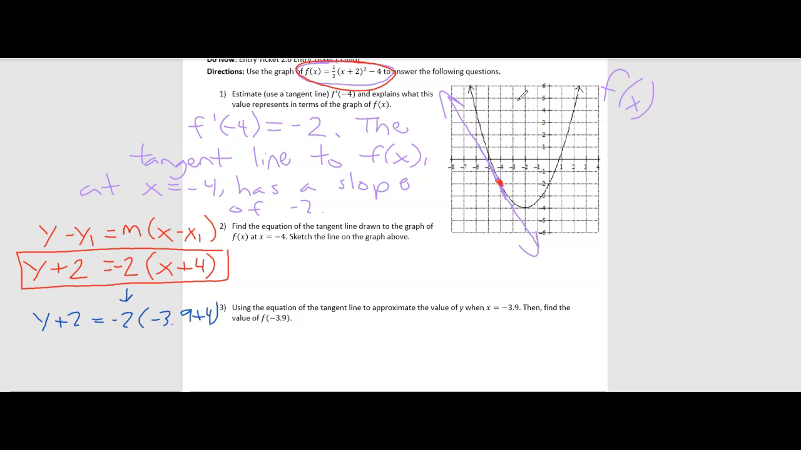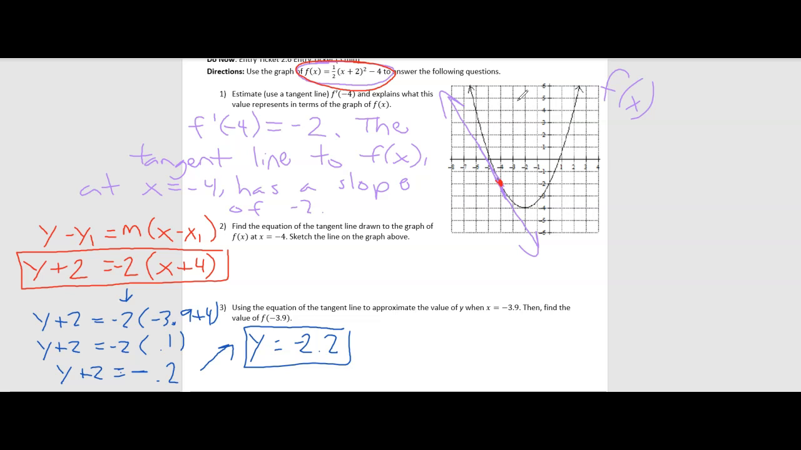plus 4. At this point, you could jump to your calculator. You can just write out the steps. I'm going to get y plus 2 is equal to negative 2 times 0.1, which is going to give me y plus 2 is equal to negative 0.2. Make sure I have those equal signs. And then I'm going to subtract 2 from both sides. So I'm going to get y is equal to negative 2.2. So that's the estimate using my tangent line.